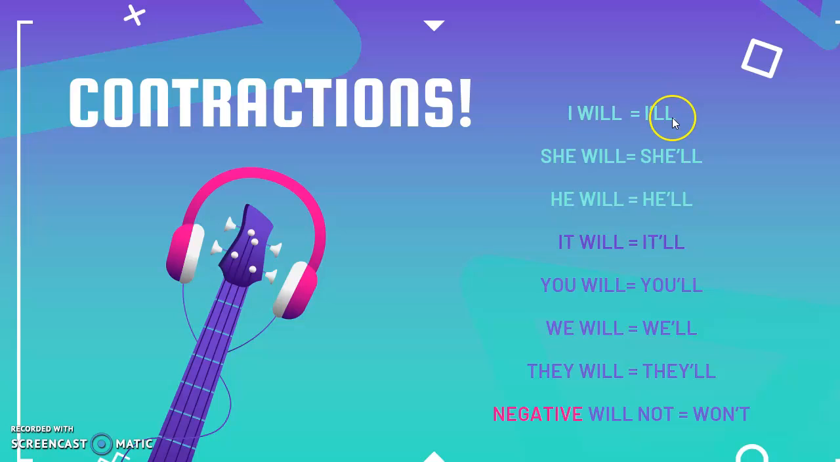To finish our topic today, we are talking about the contractions of will. So I will, it's going to be I'll. She will, she'll. He will, he'll. It will, it'll. You will, you'll. We will, we'll. They will, they'll. And if it's a negative form, we are going to use won't.